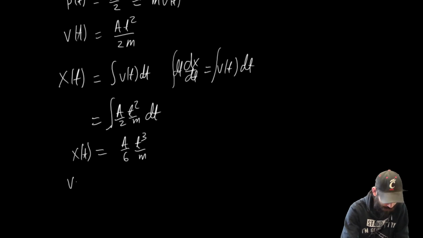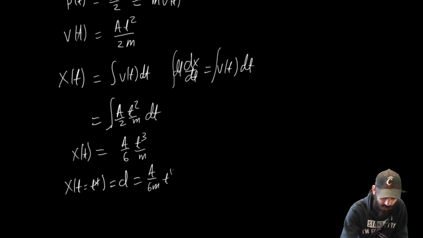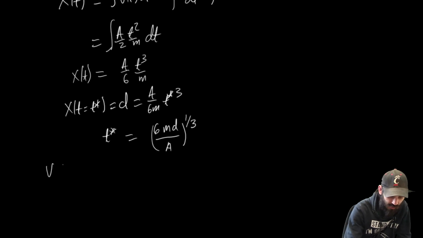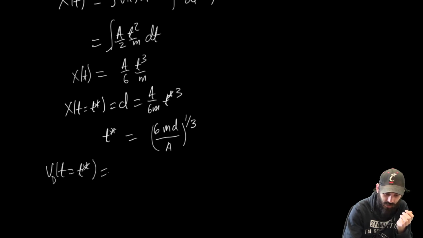So we say that we want to find x of t equal to t star, some special time that it takes to get that distance, is equal to d, which is a divided by 6m times t star cubed. And then we can solve for t star. So t star is going to be equal to 6m times d divided by a, to the 1/3. And then the velocity at d is going to be the velocity when time is equal to t star.